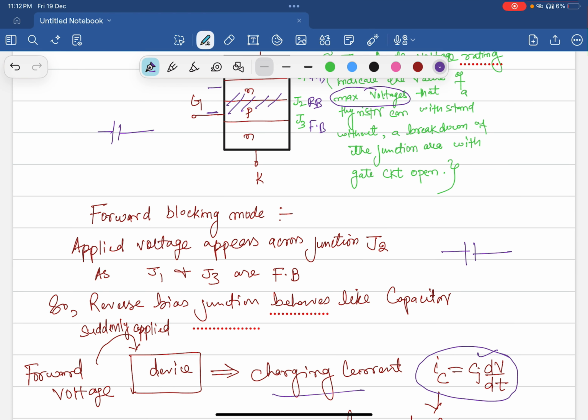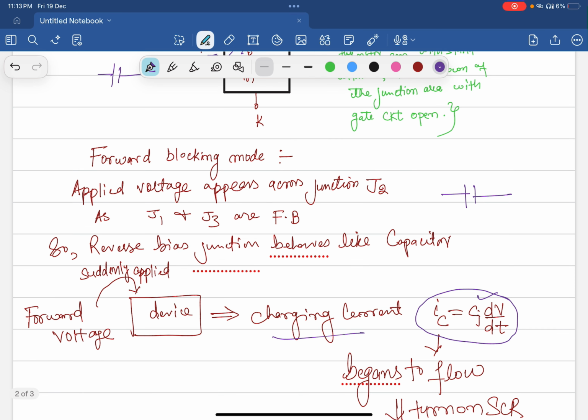As in the forward blocking mode, as we have studied in other classes, the applied voltage appears across junction J2. Junctions J1 and J3 are forward biased and the junction J2 is reverse biased. So this reverse biased junction has some voltage across it and it behaves like a capacitor. When forward voltage is suddenly applied across the device, it produces a charging current.